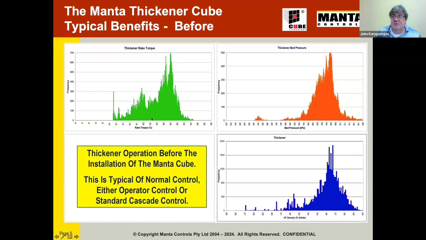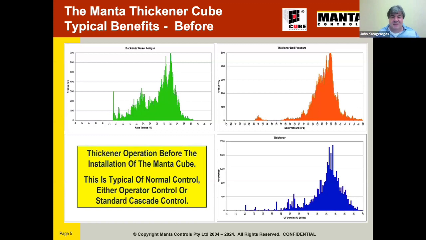One thing with rate torque is that we do a lot of thickeners, and most operators, even young mets, are scared about rate torque. Thickeners are designed, just please note this, you can go check it with your thickener manufacturer, to operate at 40% rate torque day in, day out for the service life of the equipment, which is 15 or 20 years. Therefore there is nothing wrong with running rate torque at 40% consistently.